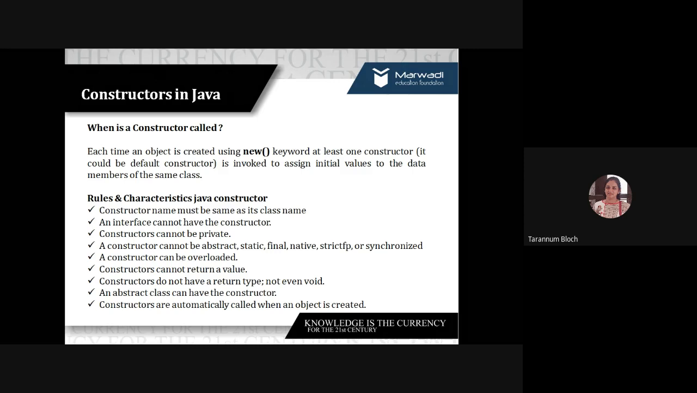Fine. And as I said, the last point which we discussed in the very first slide of today's discussion is that constructors are automatically called when an object is created, right? So if we recall quickly, it has the same name as the class name. It will be called automatically when an object is created. It can be overloaded. It does not have any return type, not even void, and that's why it will not have a return statement, right? And a constructor cannot be abstract, static, final, native, strictfp, or synchronized, right? Interfaces will not have a constructor, but an abstract class can have a constructor.